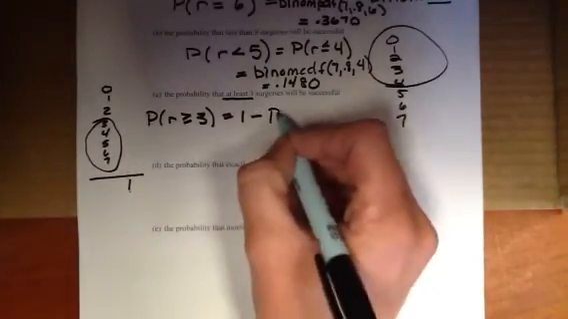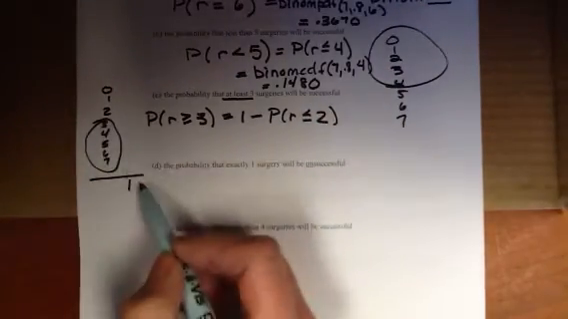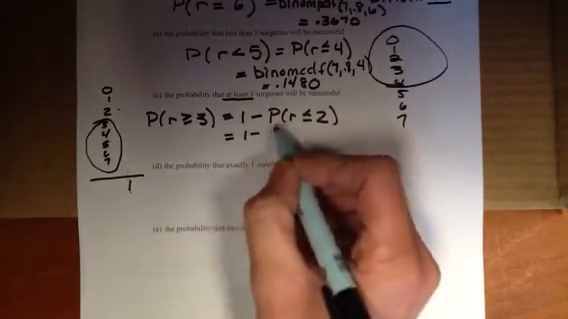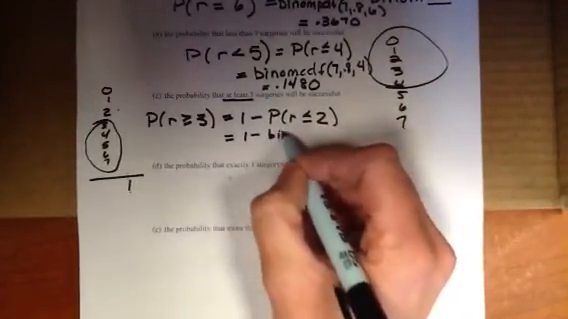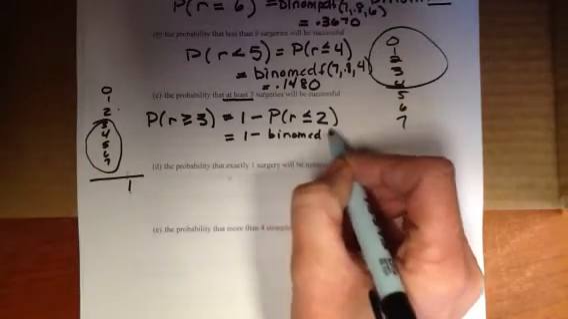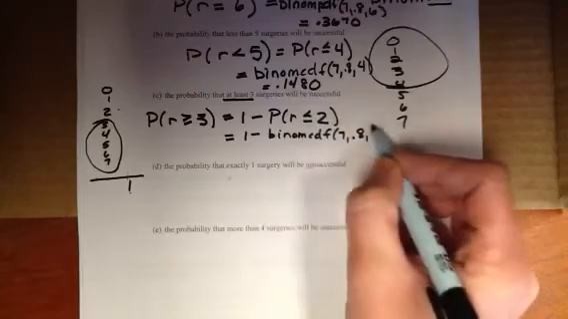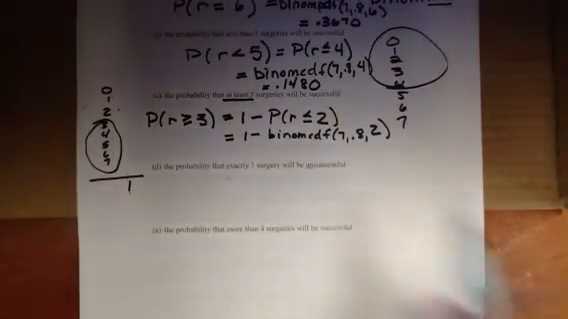So it's 1 minus the probability that R is less than or equal to 2. Do you see that? It's what we don't want. Because we've changed it to less than or equal to, we can now use the binomial CDF. Remember, the CDF is less than or equal to. So this would be the binomial CDF 7, 0.8, 2, because we're subtracting what we do not want.